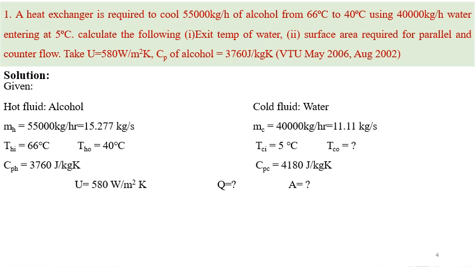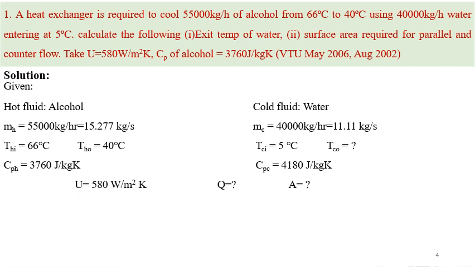Like this you have to do. Hot fluid is alcohol, cold fluid is water. Then the mass flow rate of the hot fluid is known, 55,000 kg per hour. Convert that into kg per second, divide by 3600, and you will get kg per second. Then the mass flow rate of the cold fluid water is 40,000 kg per hour, convert that into kg per second. Then Th1, hot fluid inlet temperature, is 66 degrees centigrade, Th2, hot fluid outlet temperature, is 40 degrees centigrade, and then Tc1 is 5 degrees centigrade water temperature, and Tc2, the outlet water temperature, is unknown, so we have to find it.